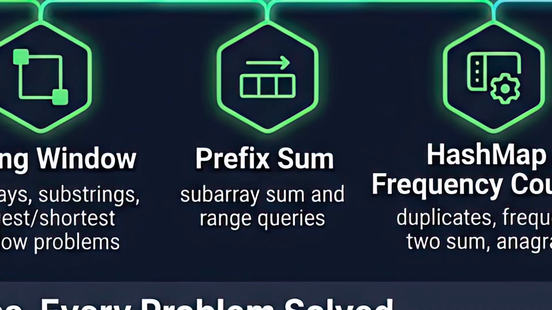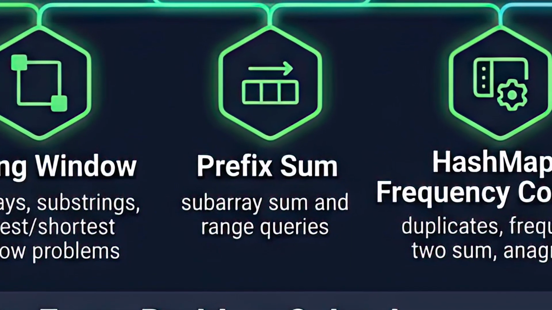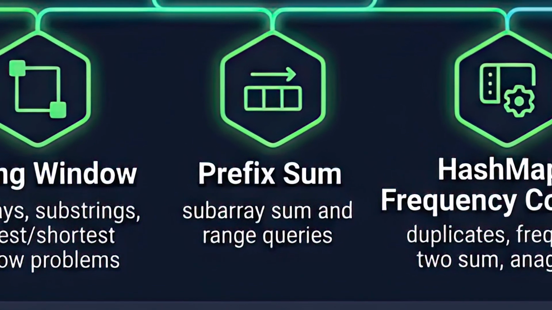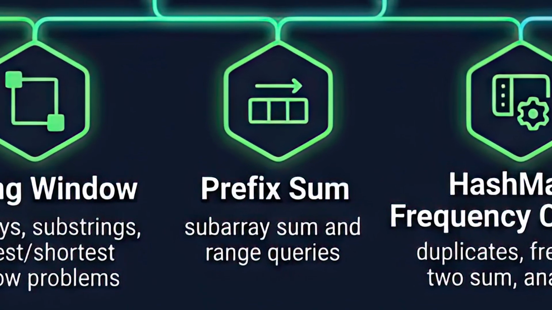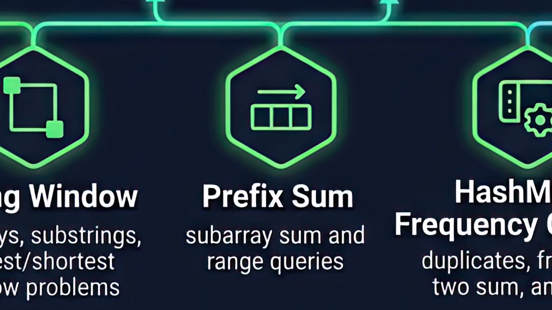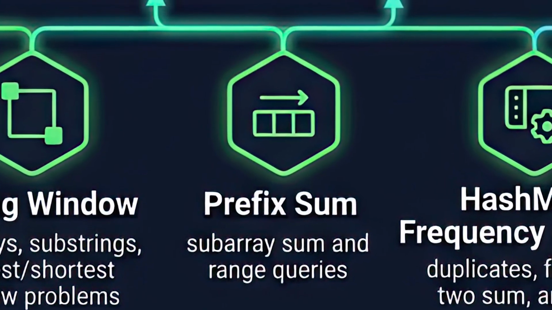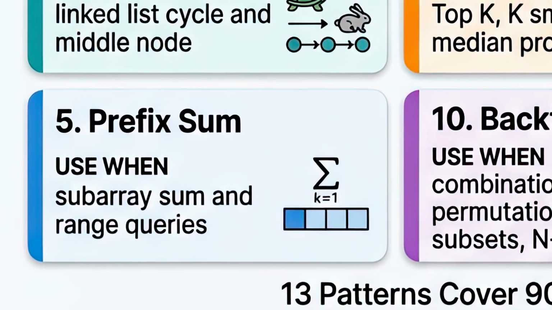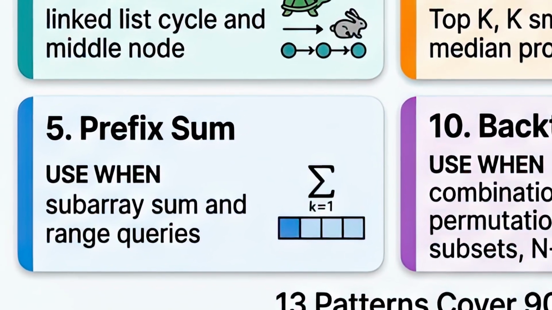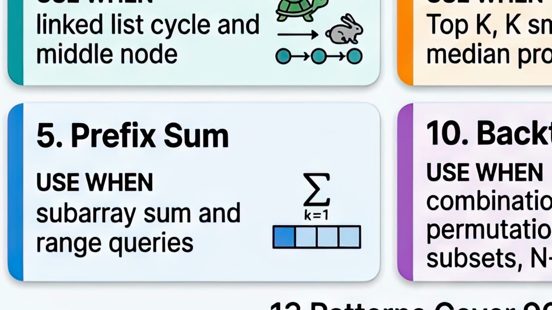So let's come to the fifth pattern, which is prefix sum. This is again another important pattern. So when do we use this? Whenever you see a subarray sum, where you want to find a subarray sum, or a range, where you have some range and want to find the difference, let's say, from the original, in subarray query problems, prefix sum is going to help you.